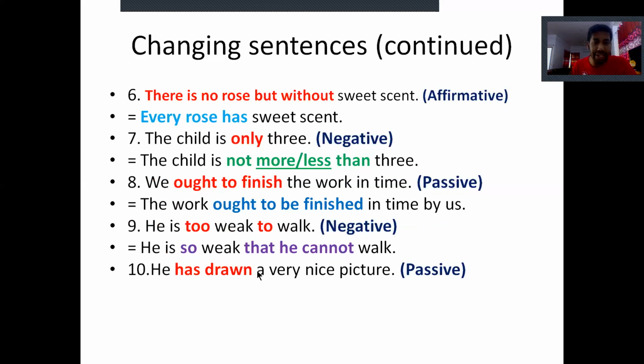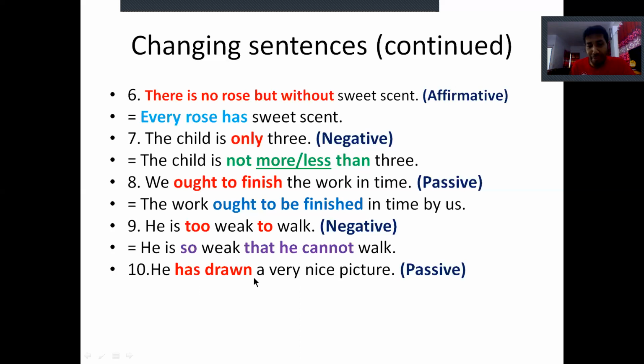Number 10, he has drawn a very nice picture. This sentence is in active voice, and this sentence is also in present perfect tense. We need to make this sentence passive. A sentence that is in present perfect tense takes been as the extra auxiliary verb to make that sentence passive. So here has drawn will be rewritten as has been drawn. So let us take the object, a very nice picture has been drawn by him.